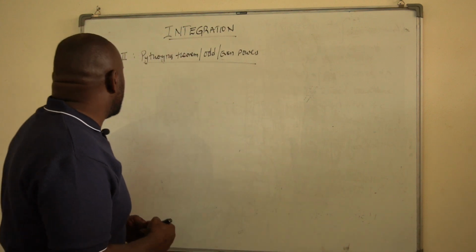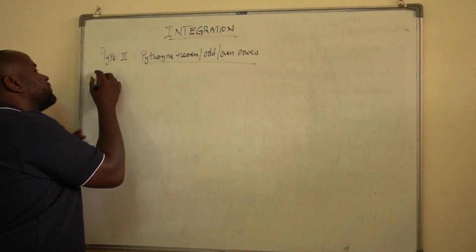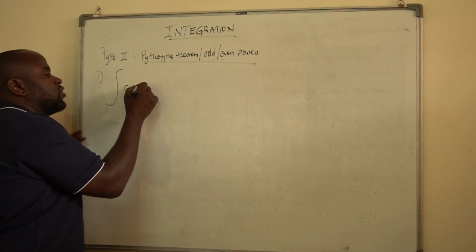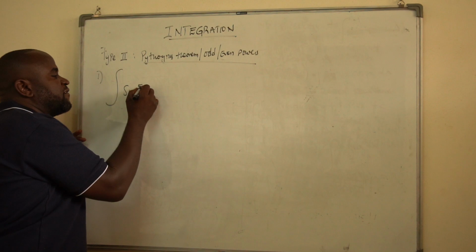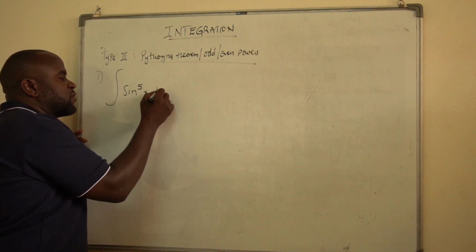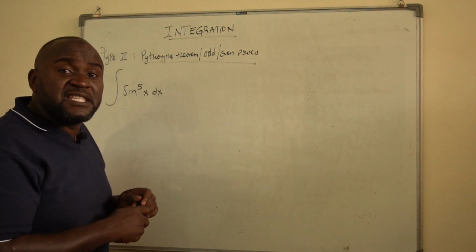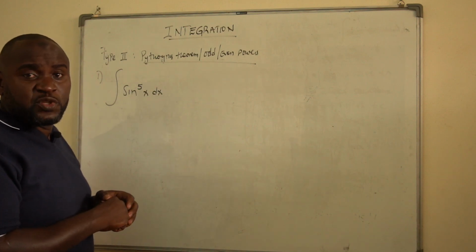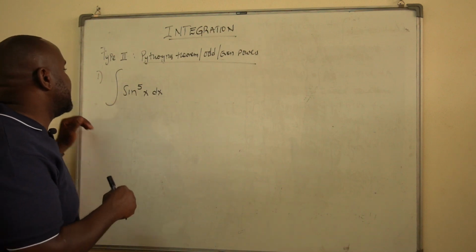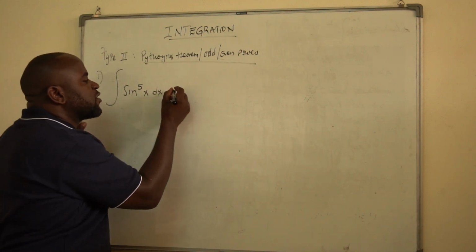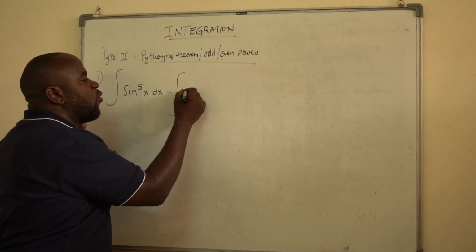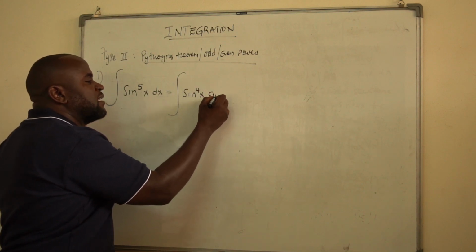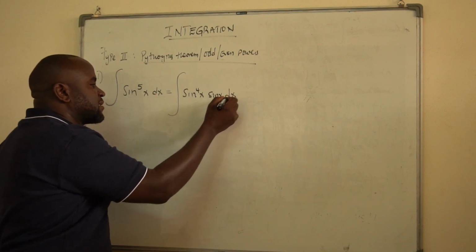For example, you can be given example 1. You can be asked to integrate sine to the power 5 of x with respect to x. 5 is an odd power. You know, odd numbers are numbers which when divided by 2, they leave a remainder. So I can split this integral into the following: integral of sine to the power 4 of x, sine of x dx.